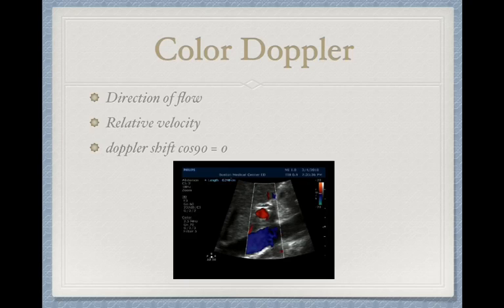We're going to look at direction of flow. This gives you a relative velocity based on that color scale over here in the corner. You can see this is flow towards the probe, this is flow away from the probe, and the intensity of the color will tell you the relative speed. So very light red will be faster, very light blue will be faster in the other direction, etc. So this is your standard vascular assessment.